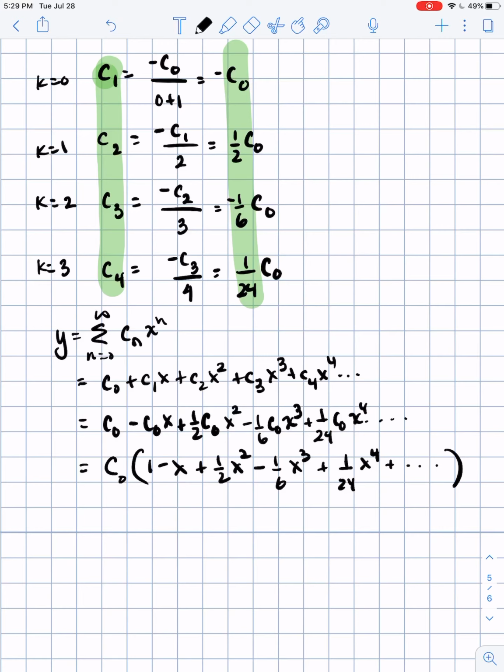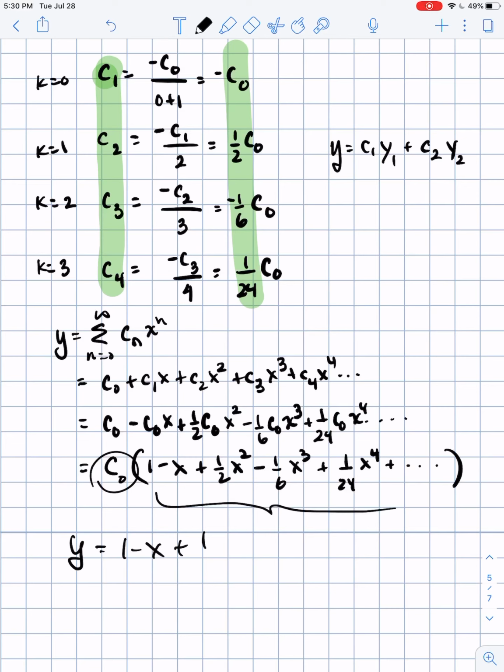So basically what we did was we solved, and the way we always solve, we have c sub 1 y1 plus c sub 2 y2, and so on. But in this situation, you could see our y1 is just going to be here because we only have this one constant. So my solution is going to be 1 minus x plus 1/2 x squared minus 1/6 x cubed plus 1/24 x to the fourth. That could be my y1, and y2 could be 0.